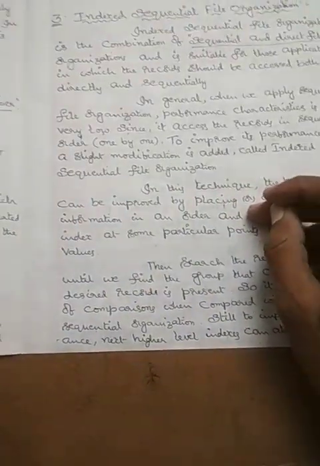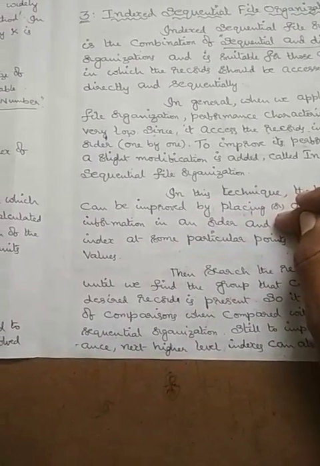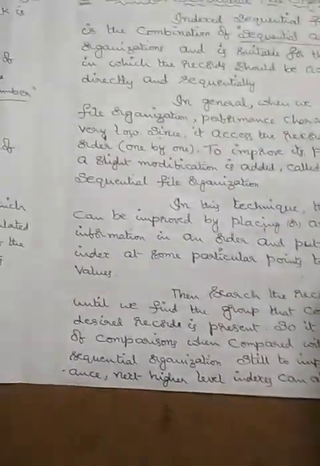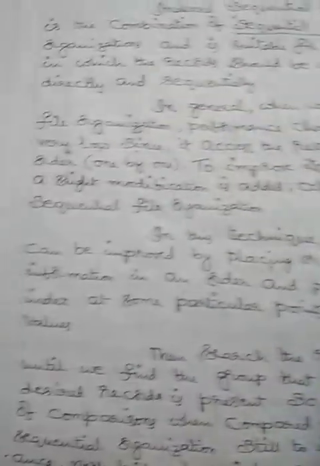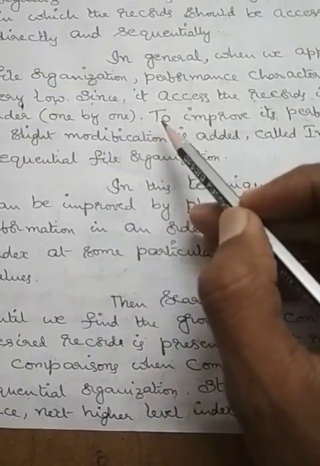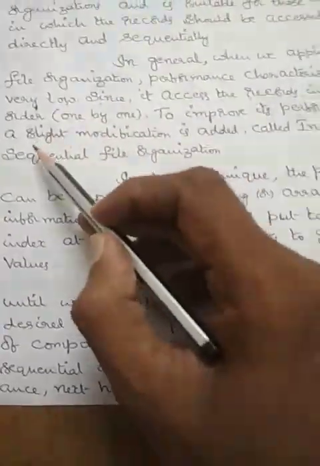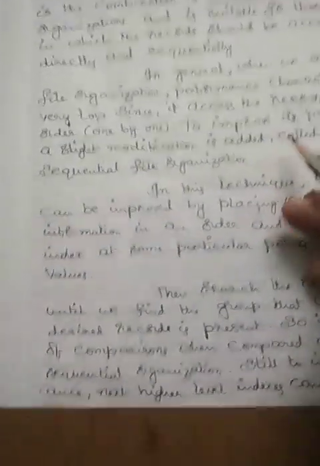That is, when only one particular record is required, it is not possible in sequential storage. And in direct file access, we access only one particular data item, and it is not possible to access the data one by one. In general, when we apply sequential file organization, performance is very low since it accesses the records in sequential order, one by one. To improve its performance, a slight modification is added, called indexed sequential file organization.